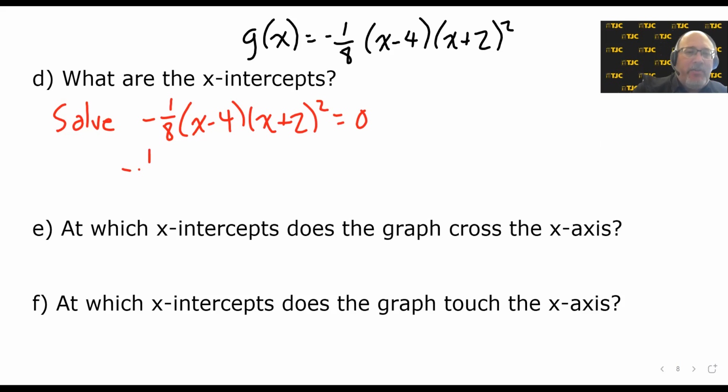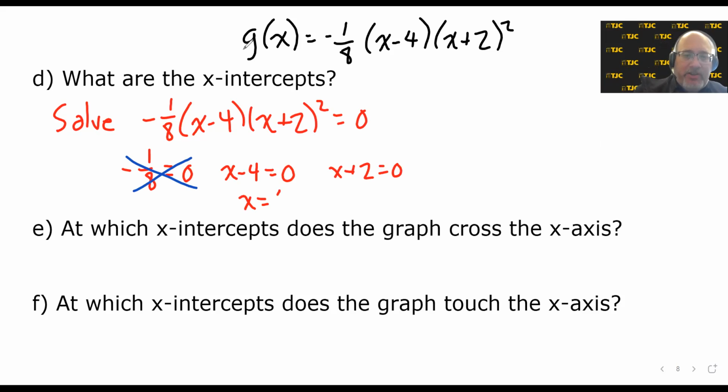We set -1/8 equal to 0. But why am I doing that? Because -1/8 is not equal to 0. It doesn't have an x to solve for. It is a factor, and technically we should consider it, but it can't possibly cause the product to equal 0. However, x equals 4 can, and x plus 2 can.